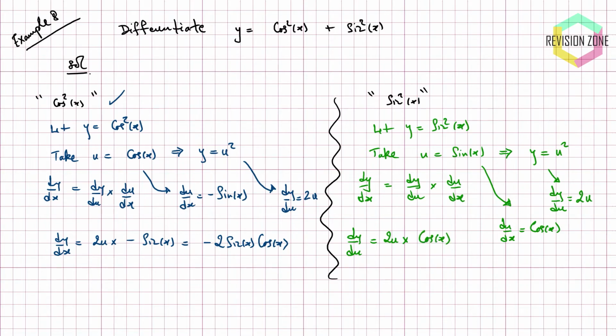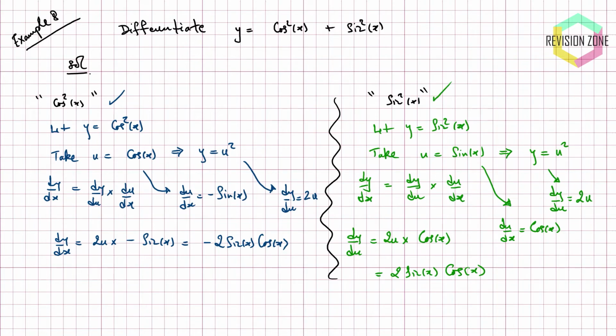But as before, we want to write this out so that there are no u's in there. We want just x's in there, but my u is precisely sine x. So when I put that in, what I get is 2 sine x cos x. So we've managed to work out the derivative of sine squared.